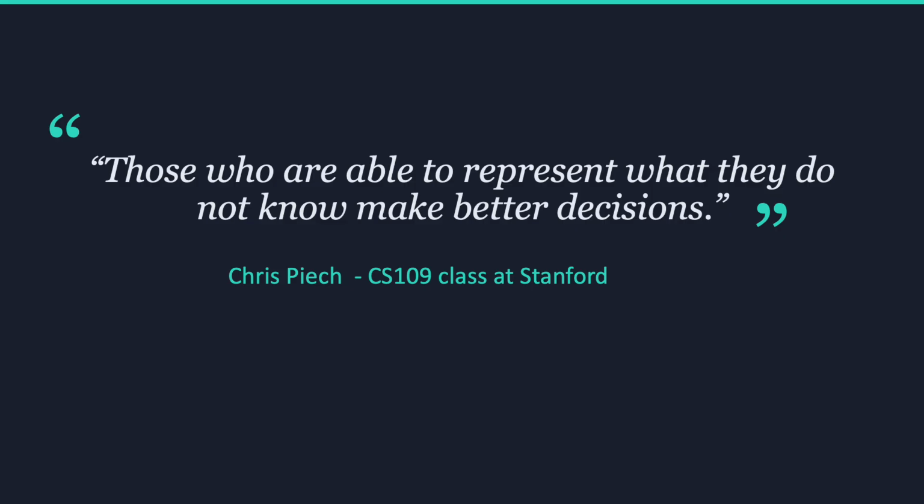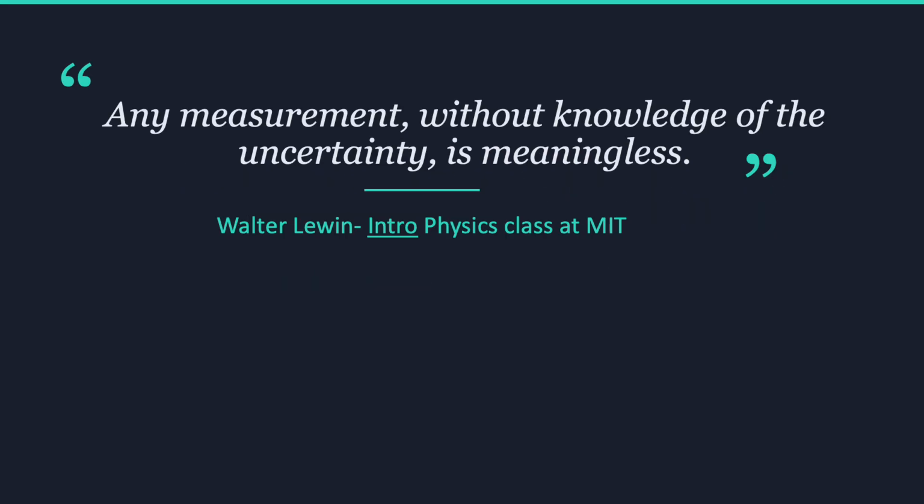While we go through this material, there are a couple of quotes that I really love, and I would like you to keep them in mind throughout the course. One is by Chris Piech. He mentioned this during his intro to probability for computer scientists at Stanford, and he makes this very good point. He says, those who are able to represent what they do not know make better decisions. And that's part of what we're going to learn in this course: how to represent what we do not know and what we do know about the system.